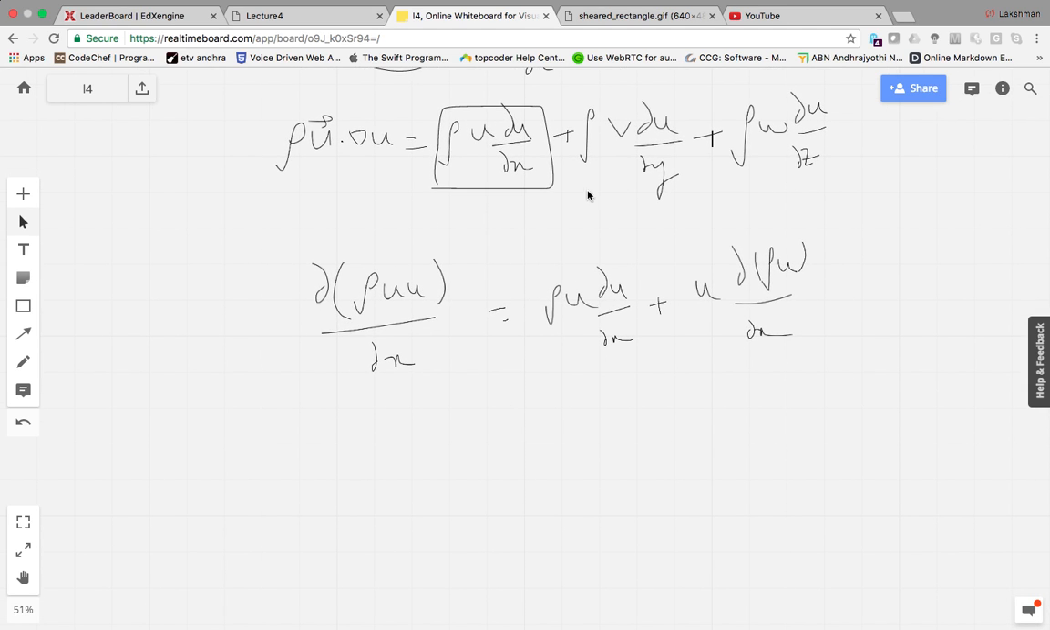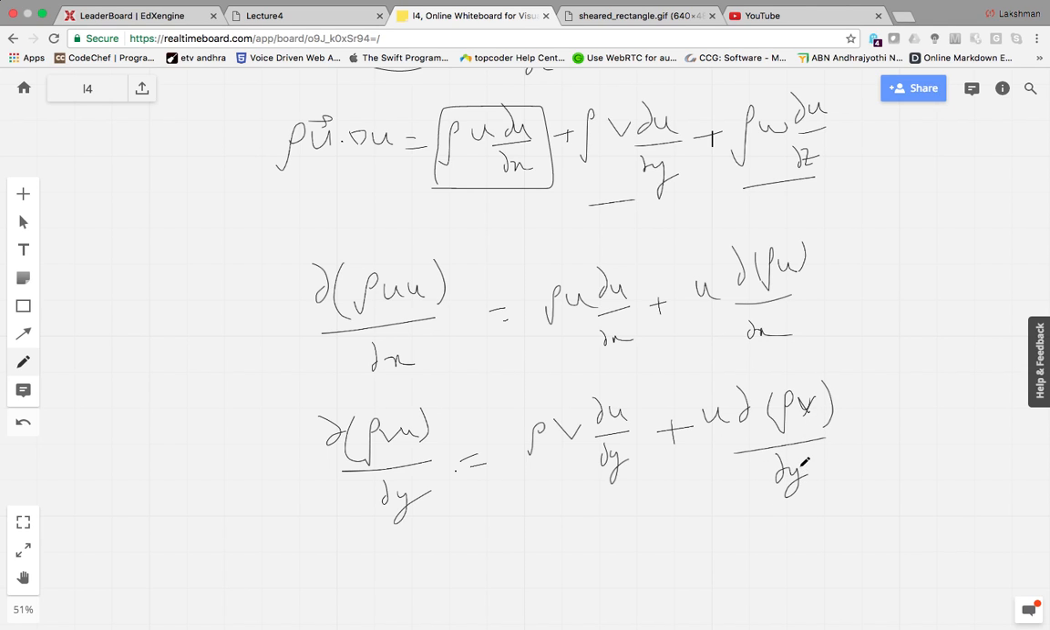In the same way you can write for this one, and this one and this one. Just push these two inside. So basically rho v u by del y is equal to rho v del u by del y plus u del rho v by del y. So you simply have this one. Same thing you will get for this one.